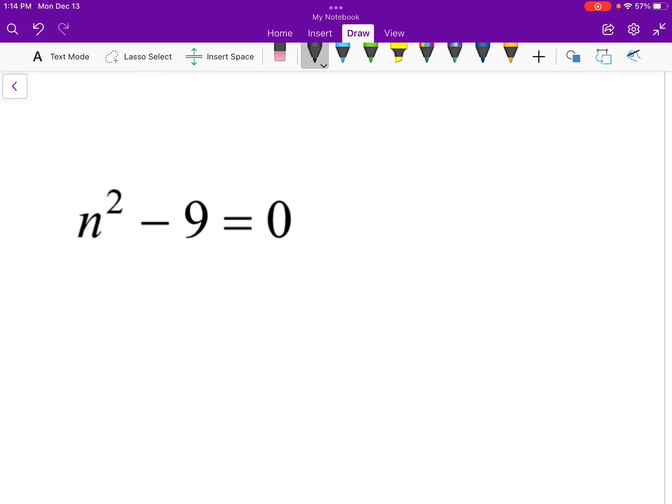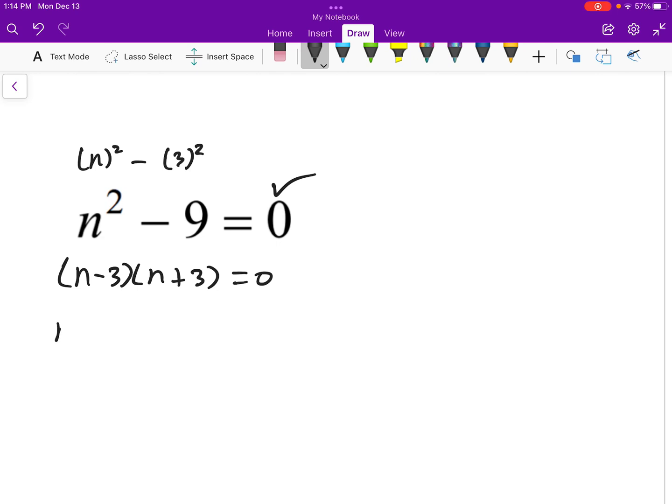So step number 1 is you want it equal to 0, which it is. Step number 2 is to factor n squared minus 9. Hey, this is one of those difference of squares, right? I can write that as n squared minus 3 squared. So the factors are n minus 3 times n plus 3.